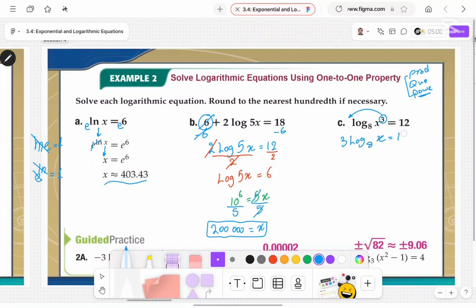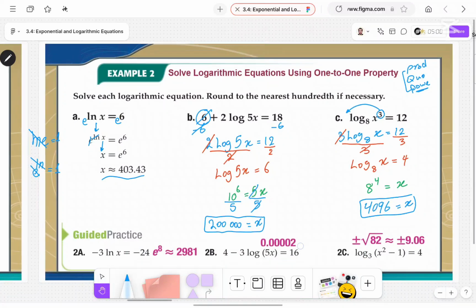8x equals 12. Then I need to isolate the log, so I have to divide by 3 for both sides. Divide by 3. Cancel these, so it becomes log 8x equals 4. Now convert it to exponential. It becomes 8 to the power of 4 equals x, which is the answer. x equals 8 to the power of 4, which is 4096. So this is what x equals.